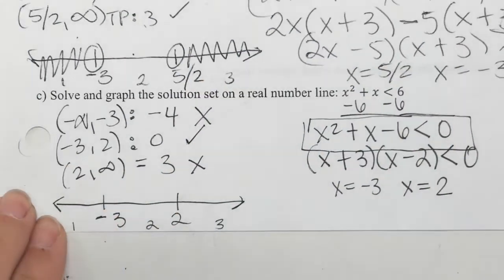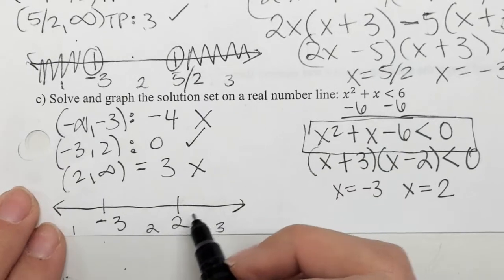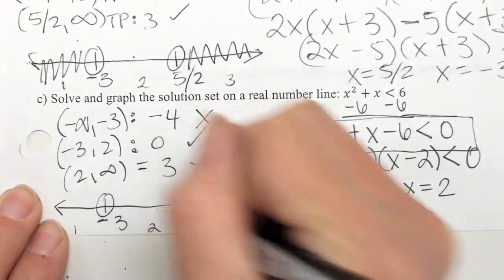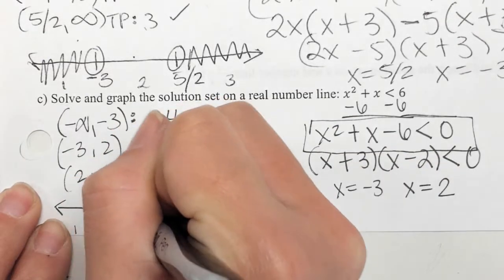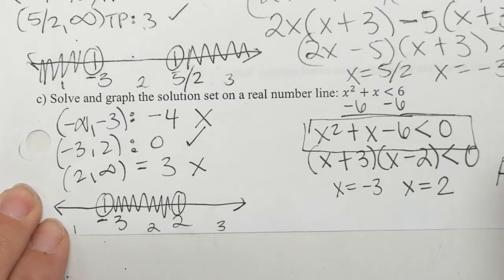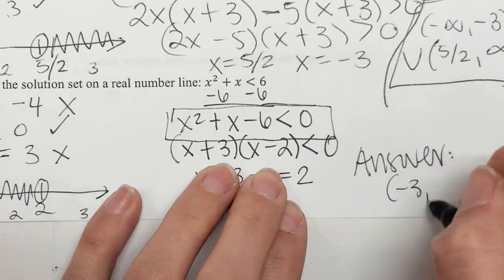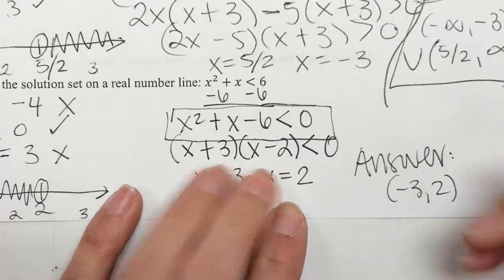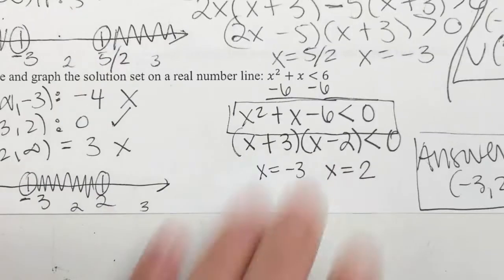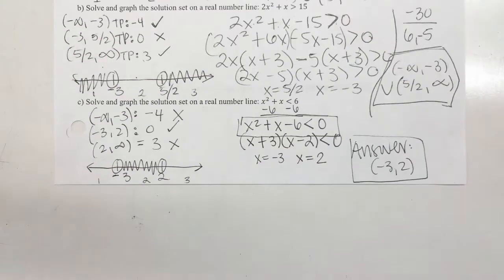Alright, so let's draw our solution on the number line. There's going to be an open or closed circle on negative 3 and 2, and it's going to be shaded. So our final answer in interval notation will be written how? Negative 3, 2. Do I need a U in this one? No, because it's only one section that is shaded in. Does everybody feel good about these? Yes. Pretty much if you know how to factor, these are easy.